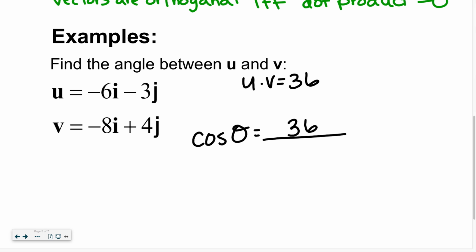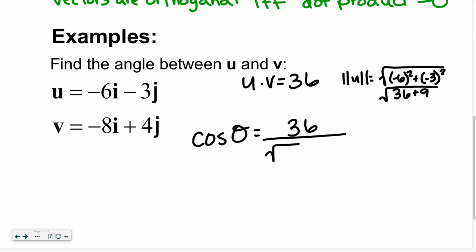And then what else do I need to complete that? Magnitudes. So I'm going to have to go over here to U, and I'm going to do the magnitude of U is the square root of negative 6 squared plus negative 3 squared. That's 36 plus 9. So what is that? The square root of 45?